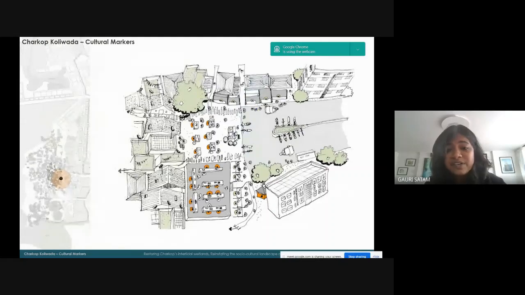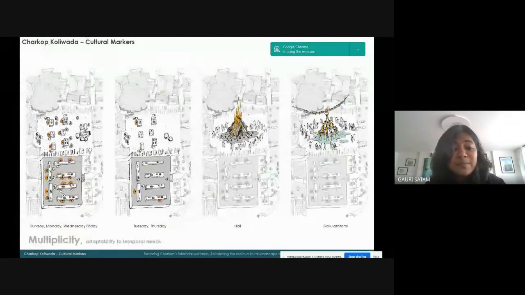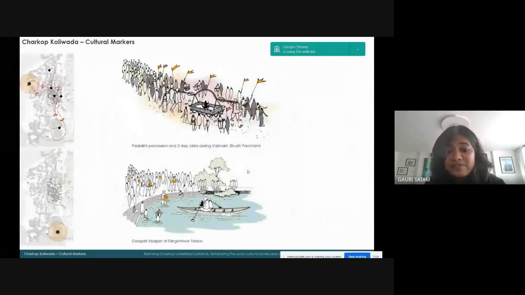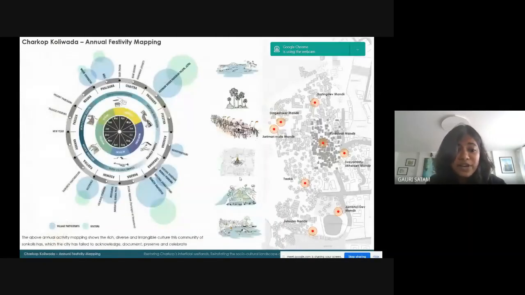Coming to the different cultural markers, one of them being the Machi market. From the Machi market, we can see the multiplicity, the adaptability to temporal needs. These smaller social inserts within the community change with time, with festivities, from day to day as well. We also have festivals like Vaishak Shuddha Panchami, which is a 2-day jatra. The Dingeshwar Talab is used for Ganpati Visarjan also, where people from the entire Charkop neighborhood come to immerse their idols. I've also tried to map.